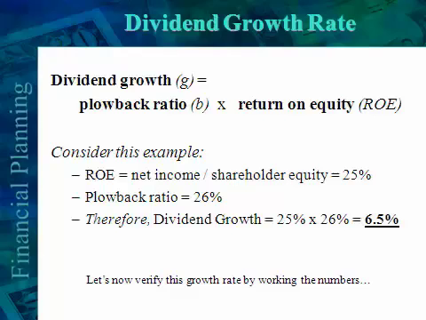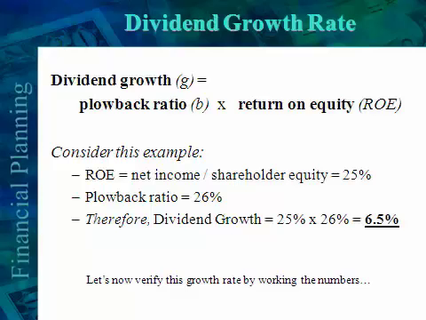Of course, management could elect to increase the payout ratio. However, holding that payout constant, dividend growth is described as dividend growth G equals the plowback ratio times return on equity. Consider this example. The return on equity equals net income divided by shareholder equity, and in this case we're saying it's 25%. The plowback ratio we calculated is 26%. Therefore, dividend growth equals 25% times 26%, which equals 6.5%.